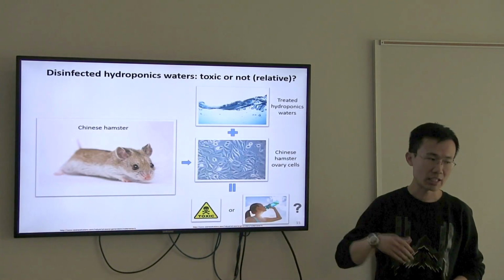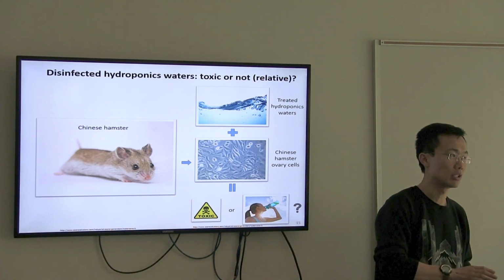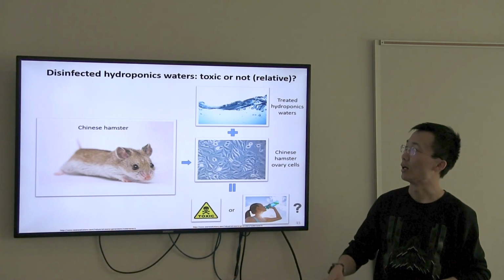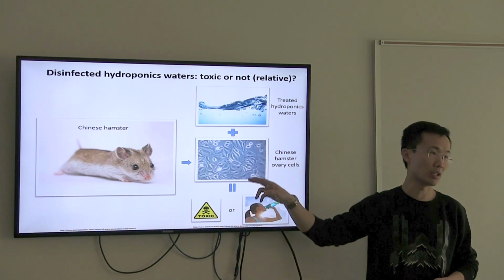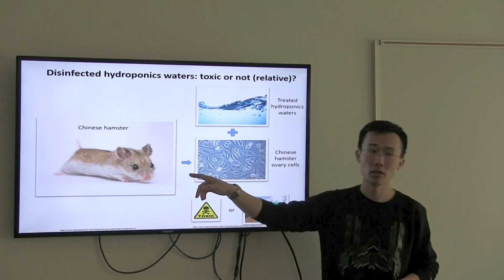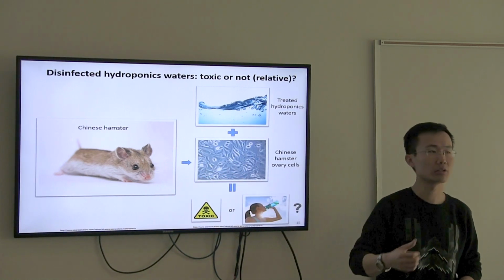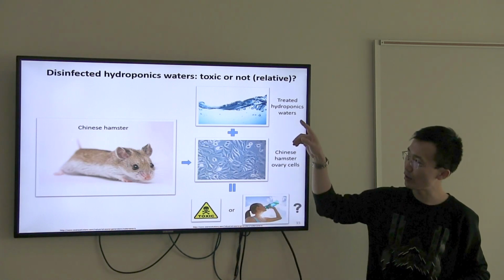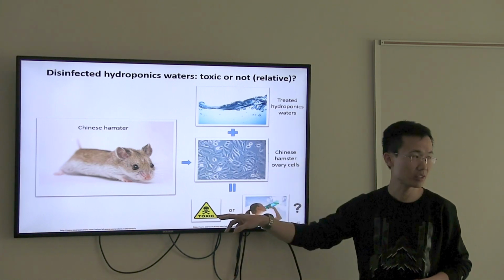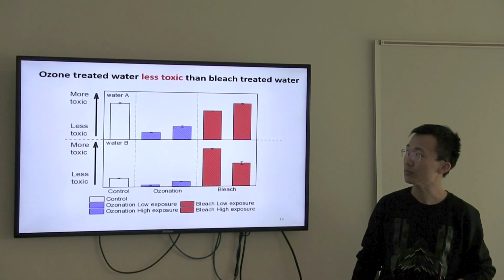What I did was a similar experiment. I ozonated the water, or I chlorinated the water, or I bleached the water. Then I put this water together with some mammalian cells, and these cells came from the hamster here. The question I wanted to ask myself was whether this combination would be toxic to the cells or not. As simple as that.